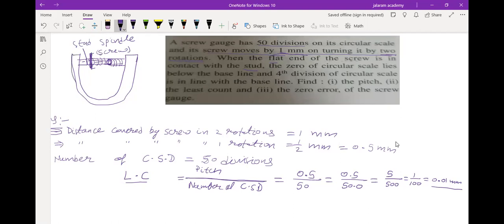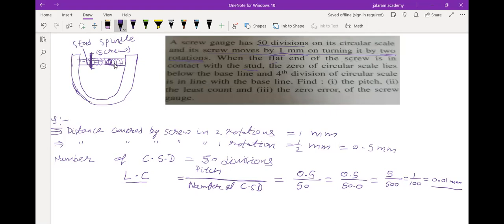Yes, define zero error. Yes, Sir, the vernier caliper is said to have zero error if on combining both the jaws of the vernier calipers. Sorry, it's not vernier calipers, it is screw gauge. So if on connecting the stud and the spindle of the screw gauge, the zero of the circular scale doesn't coincide with the zero of the main scale, then the screw gauge is said to have zero error. Okay, is that clear to everyone?